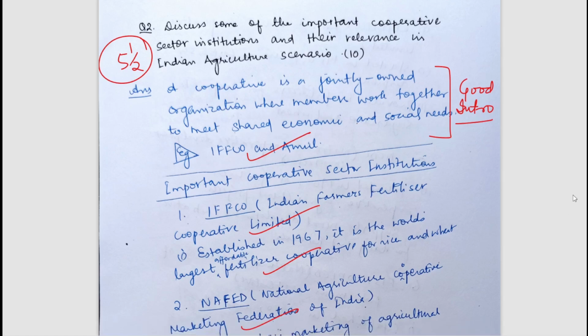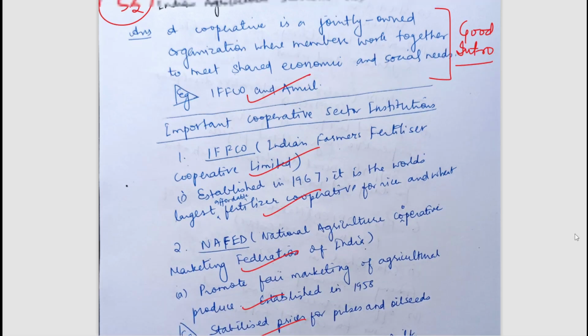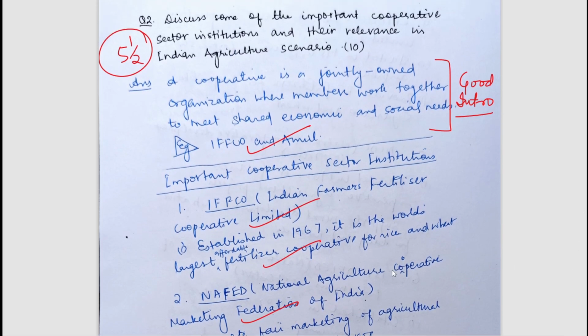The second question is, discuss some of the important cooperative sector institutions and their relevance in Indian agriculture scenario. Okay, so we will see. I will be discussing the important points. So if you want to read the answers, you can simply pause the video and read each and every point of the answers if you want to.